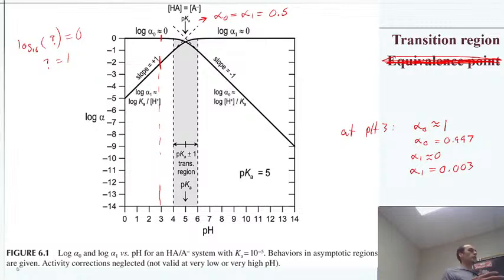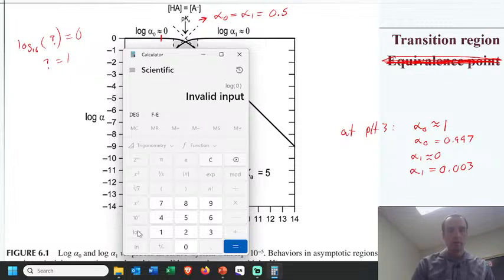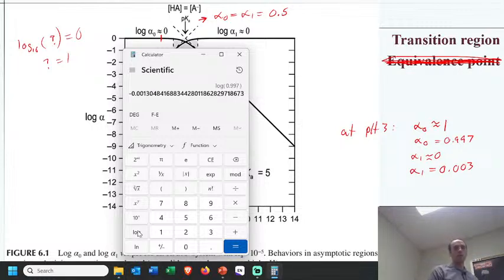So under those conditions, the log of alpha 0 is almost 0 because the alpha 0 value is close to 1. So if we take the log of 0.997, that value is -0.0013, or close to -0.1. So it's close to 0 is the point, right?